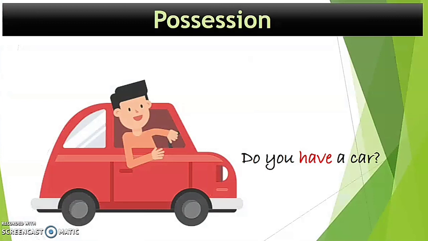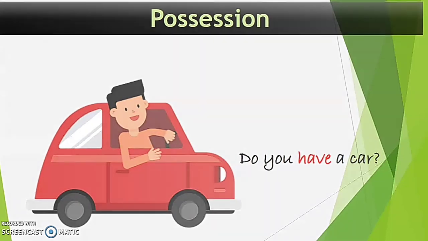The main verb have has lots of uses. For example, to show possession. Over here we can see that the man is asking, do you have a car? We use have to talk about things that we own or possess. Another example, they have 2 dogs.